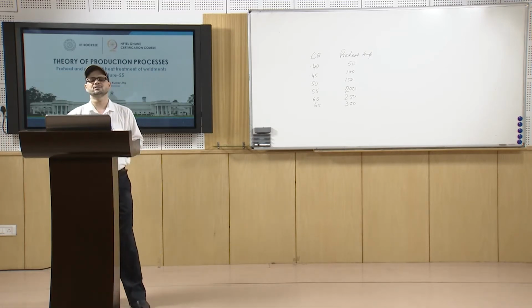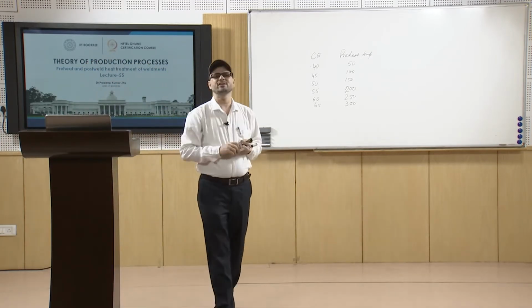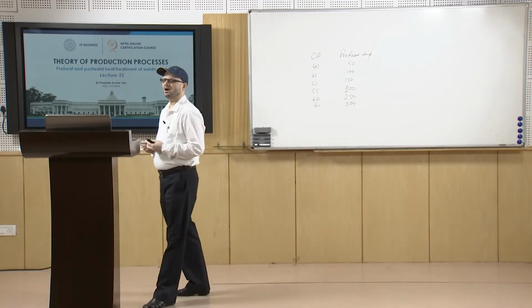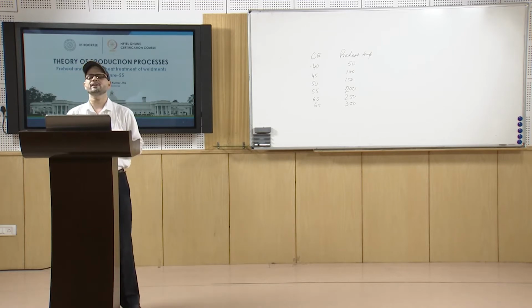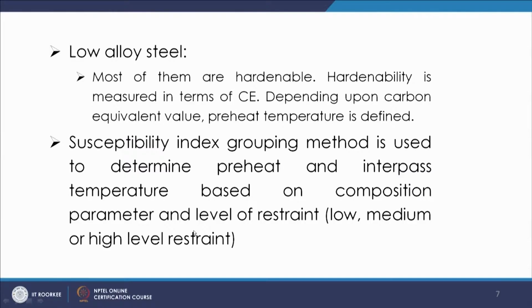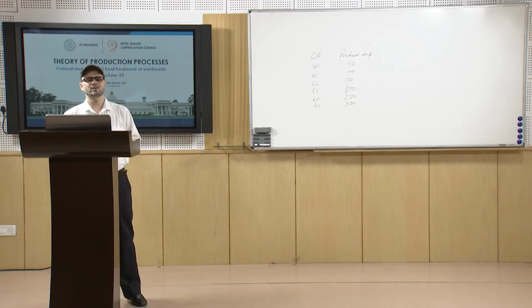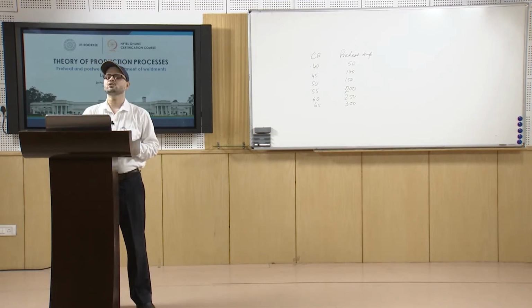Another method which is suggested for low alloy steel is the susceptibility index. In that method of susceptibility index grouping, we find the susceptibility index value, and this value will depend upon the composition parameter. That is PCM also, or it will simply be a function similar to the carbon equivalent. And once we get that value, then basically what we do is determine the preheat and interpass temperature based on the level of restraint.